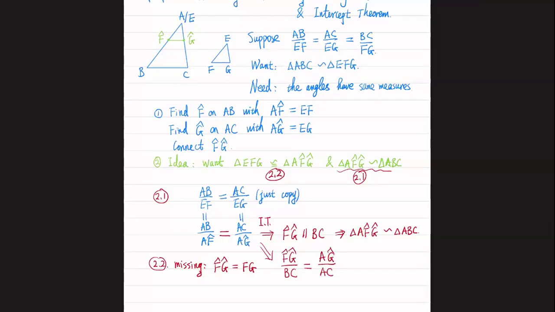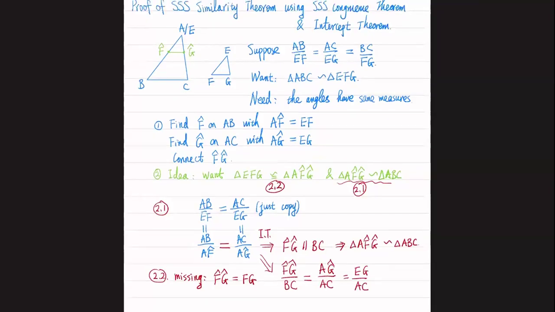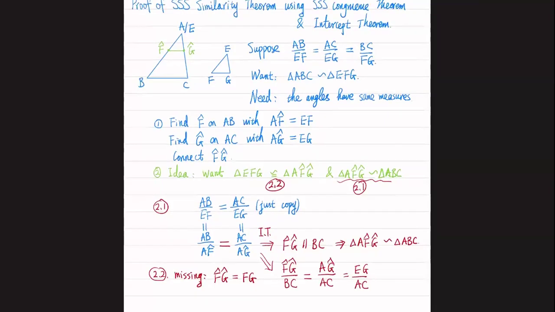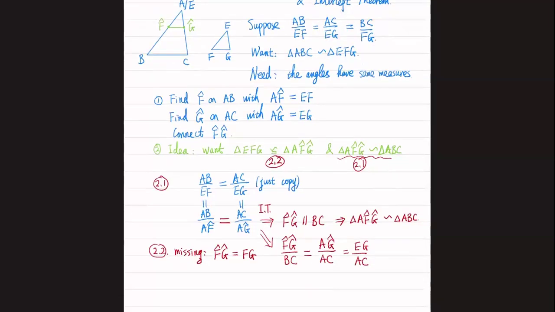and AG by our construction is the same as EG. Then EG and AC has the same ratio as FG over BC. So this is our condition.